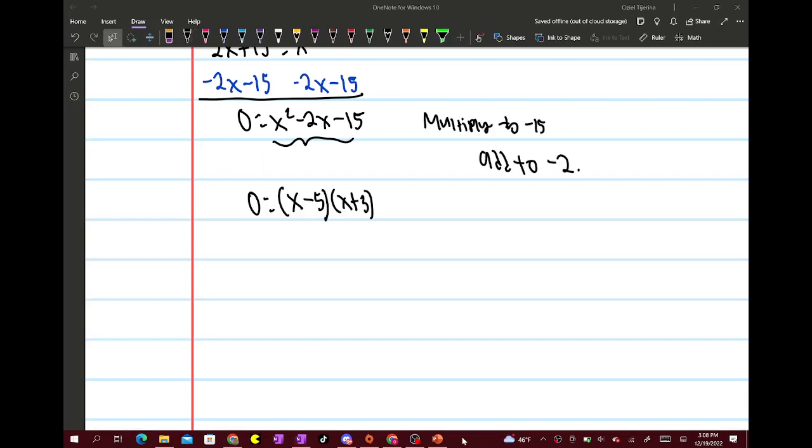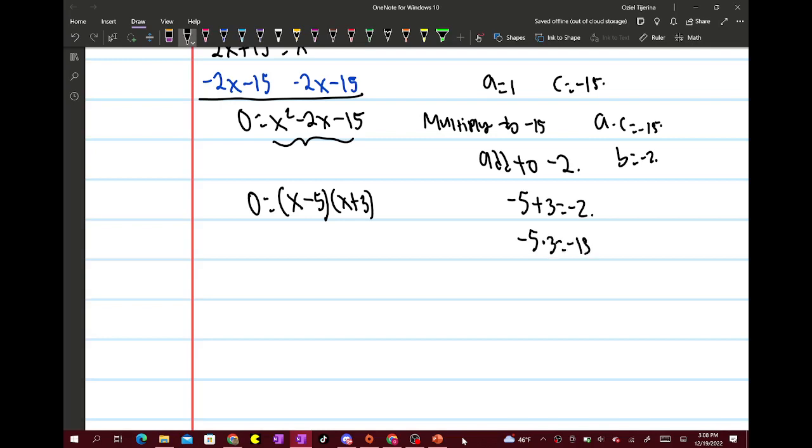So two numbers, so it's a times c, right? A is 1 and c is negative 15. A times c is negative 15 and b is negative 2. So the two numbers that multiply to negative 15 and add to negative 2 are negative 5 and 3. So negative 5 plus 3 is negative 2, and negative 5 times 3 is negative 15, right?